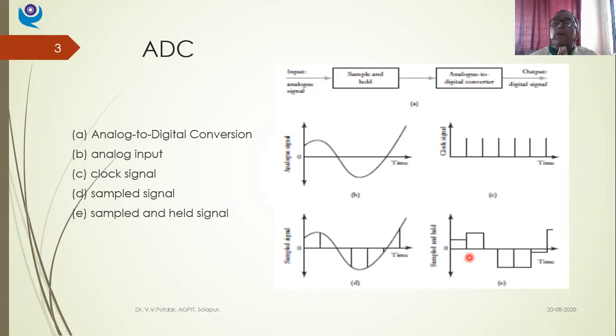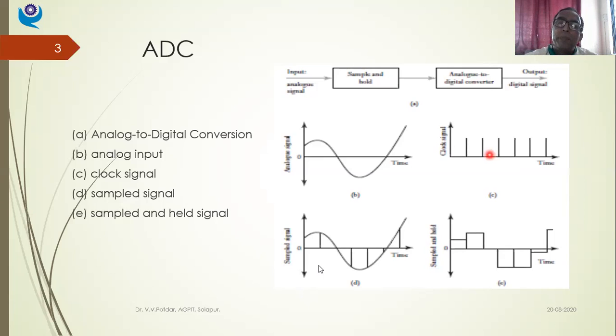I will not have an exact replica of the analog signal, but by increasing the clock frequency, I can make it very close to the actual analog signal form. Okay, if the frequency is lower, what will happen? These pulses will be at larger distances.